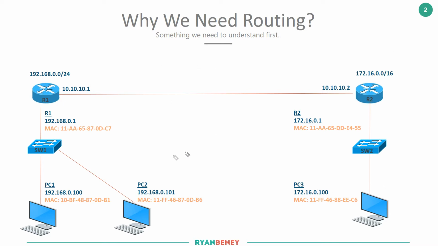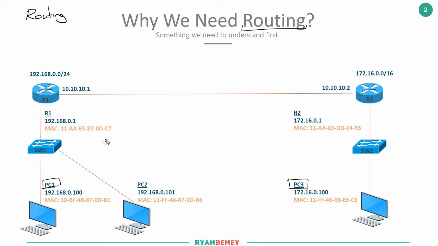So let's go through a scenario. Some of this will be very familiar to what we've done so far, where PC1 needs to communicate with PC3. But what we're going to talk about is what happens when it comes to the routing decisions that router 1 and router 2 have to make, and where the communication breaks down. Understanding where the communication breaks down will help us understand the need for routing.